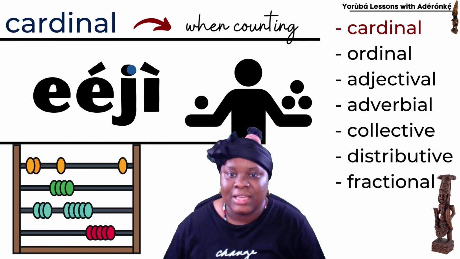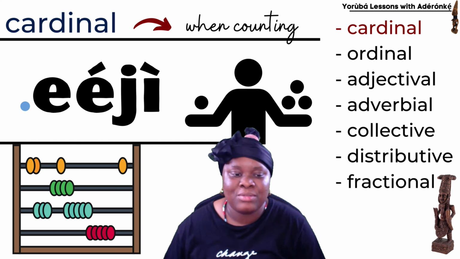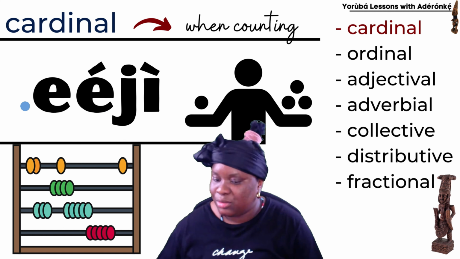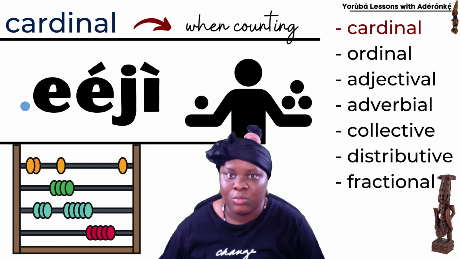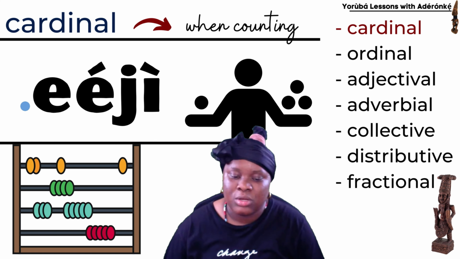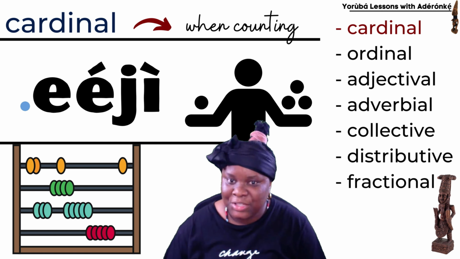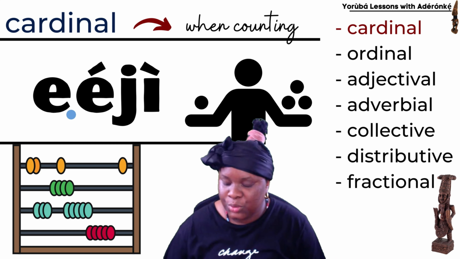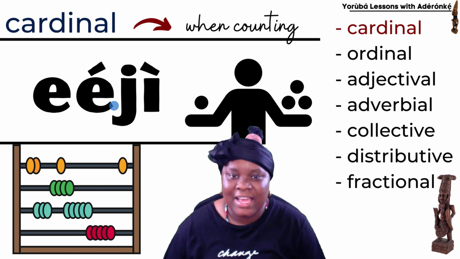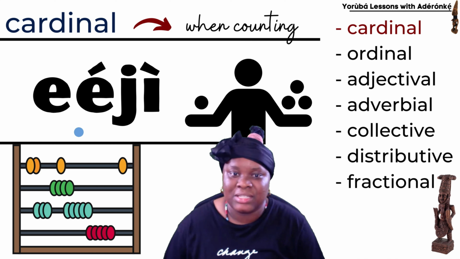However, in the cardinal form, that is when you're counting, when you're going 1, 2, 3, 4, let's say you throw things on the ground, nuts or seeds, and you're counting them one by one, you'll go ọ̀kan, èjì, 1, 2. The 2 there is èjì. That's what 2 is in the cardinal form. Cardinal being when you're counting.